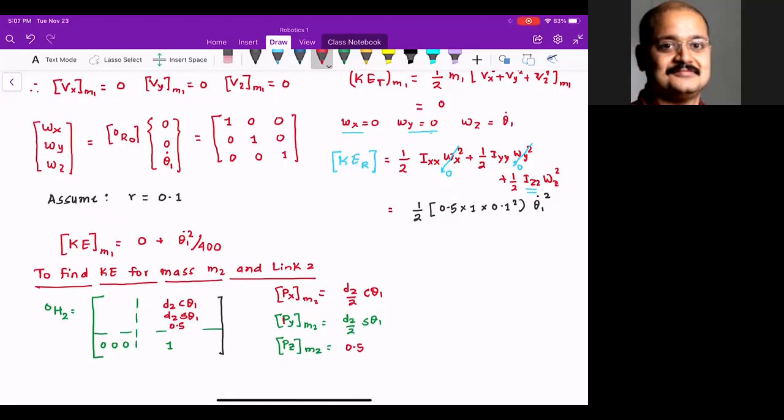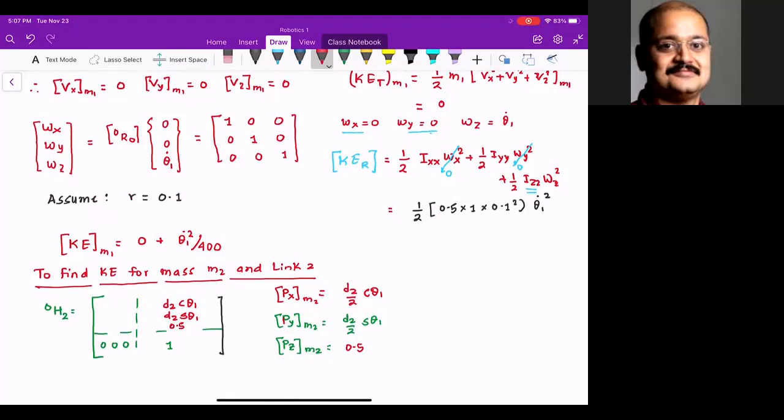So we got these Px, Py, and Pz. Pz is D2 plus minus 0.5. I think the values that you have are correct here.